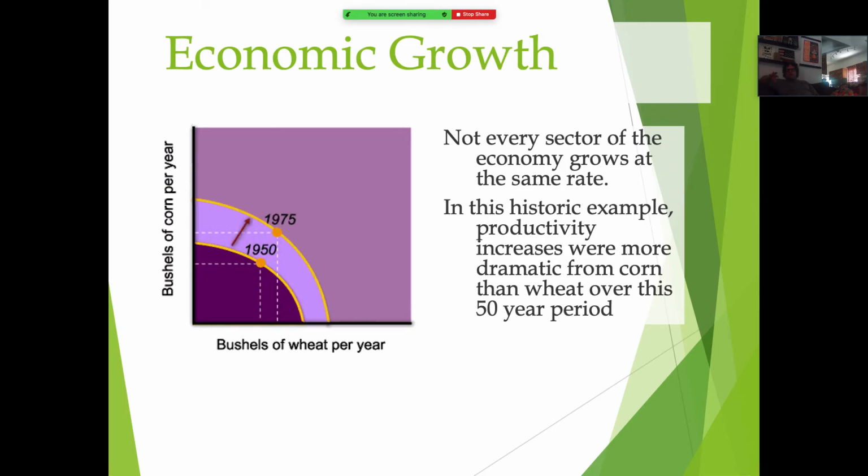And so if you look at the production possibilities curve from 1950 to 1975, if you notice, it goes up a little more here than it does here. So we were more productive in corn than we were with wheat. And then from 75 to 2000, again, look at us growing more corn. Maybe the technology, the soil, whatever it might have been, allowed us to grow more corn than wheat.